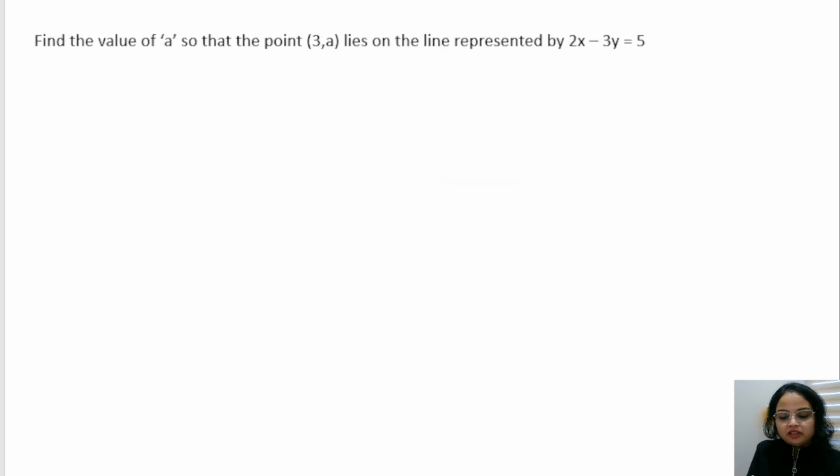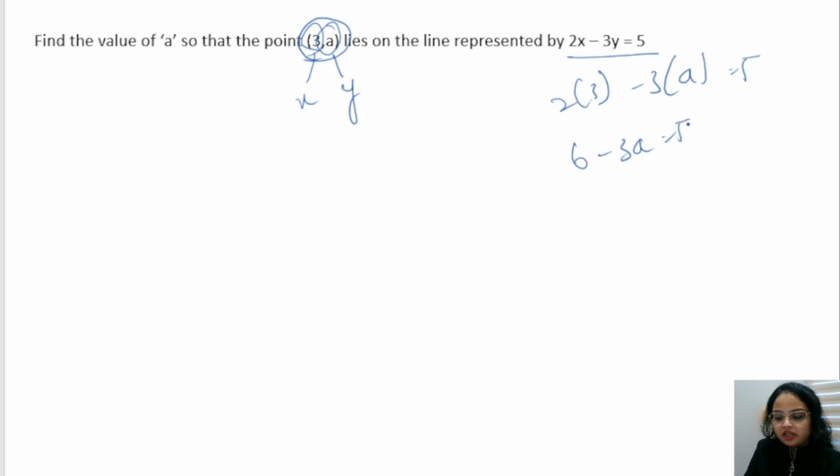Next one. Find the value of a so that the point lies on the line represented by this. So this point 3 comma a lies on this line. So what is 3 here? It is the x coordinate and a is the y coordinate. So we will simply substitute 3 in place of x and a in place of y. So here 2 into 3 minus 3 into a is equal to 5. 6 minus 3a is equal to 5. 1 is equal to 3a. Here we got a is equal to 1 by 3.